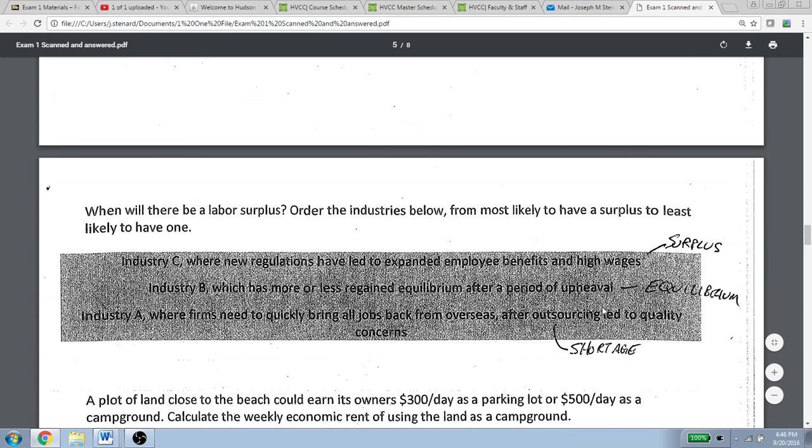Over here, Industry B, there's equilibrium, and Industry C, where new regulations have led to expanded employee benefits and high wages, leads to lots of people wanting to work in Industry C and not as many jobs being created in Industry C, so we have a surplus of labor in Industry C.